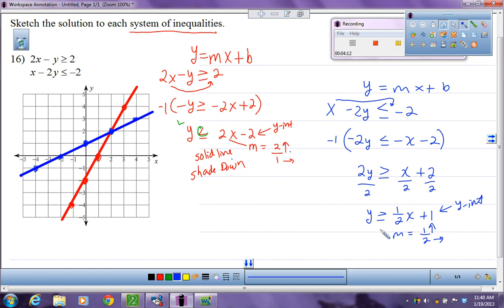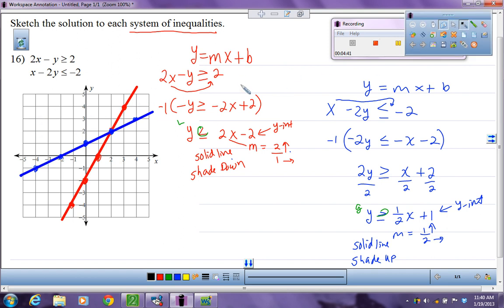Now, this blue one here is supposed to be a solid line, right? Because it has an equal to. But then the Pac-Man is facing the y, so that makes the y greater, right? So I'm going to shade up. So what I'm going to do here, you can see that the red one is shaded down, so you're going to shade all this. The blue one is shaded up, so you're going to shade all that, right?